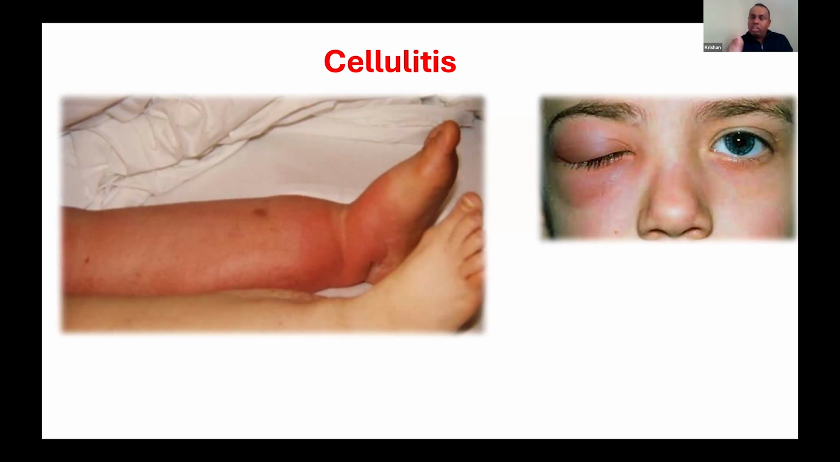So basically what you do, you check eye movements. If the eye movements are normal, it is periorbital, which is not very urgent. If eye movements are not normal, then it is orbital, then that will need urgent treatment.